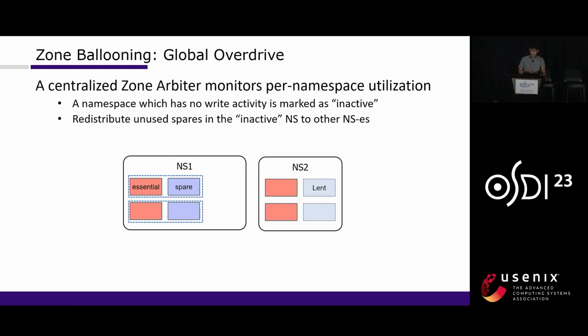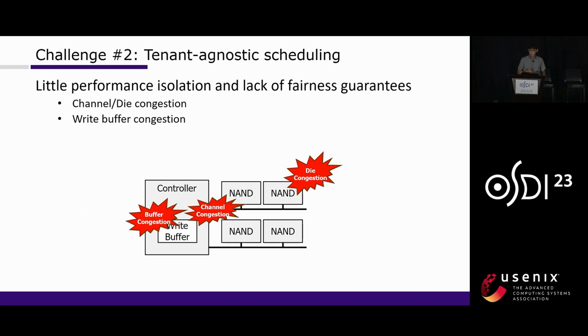The centralized zone arbiter also actively monitors write activities in each namespace. It identifies unused spares in inactive namespaces and redistributes them to active namespaces, enabling global overdrive. As namespaces write data, spares are released when zones become full, circulating across namespaces. Through zone ballooning, eZNS dynamically manages essentials and spares, optimizing resource utilization, ensuring efficient data handling, and minimizing unnecessary data movements.